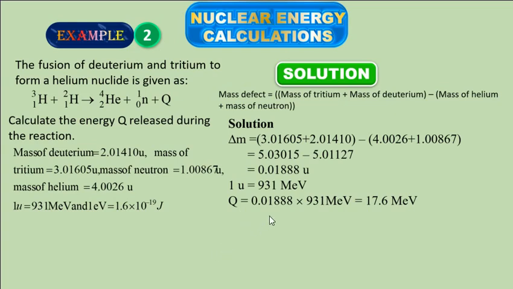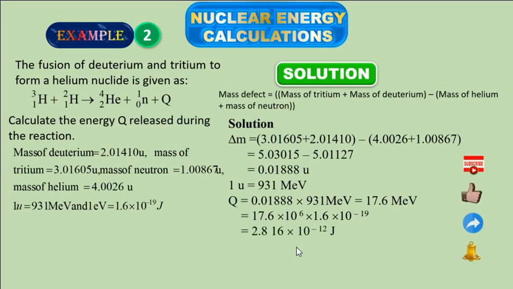17.6 mega electron volt. And we're going to convert that to joule. Remember that 1 electron volt is equivalent to 1.6 times 10 raised to the power minus 19 joules. Now, if you multiply the two, we are going to have the energy released as 2.816 times 10 raised to the power minus 12. Now we have successfully calculated the energy release. Q is equal to 2.816 times 10 raised to the power minus 12 joules. That's the energy release when this nuclear reaction takes place.